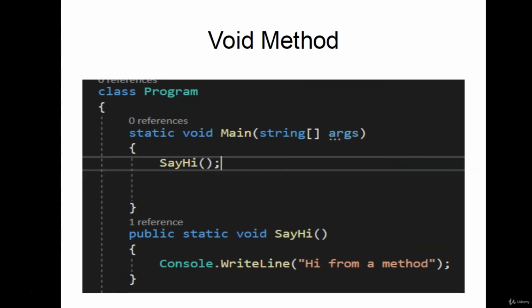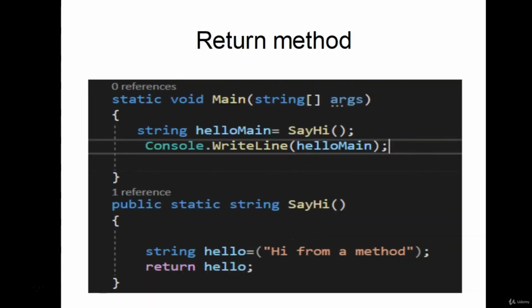Now to make a method work, the only thing you have to do now is call it from the main method. So if you look above, we call say hi from the main method. So when the program executes, it sees the method call and it will print hi from a method to the console.